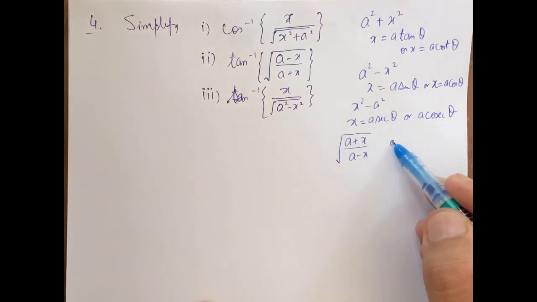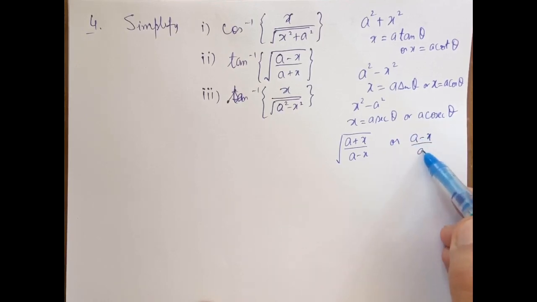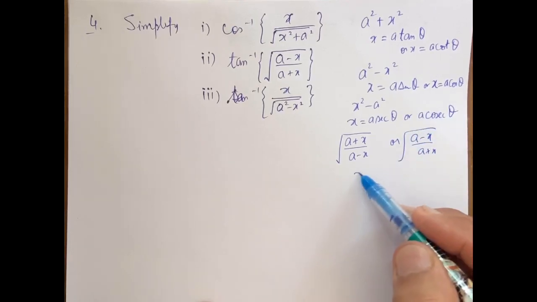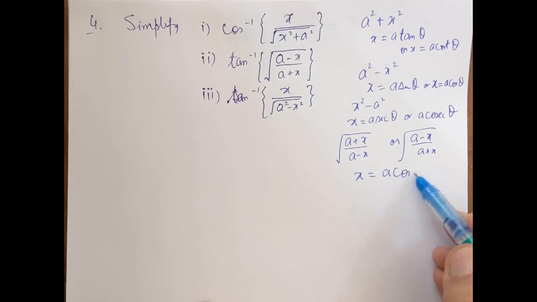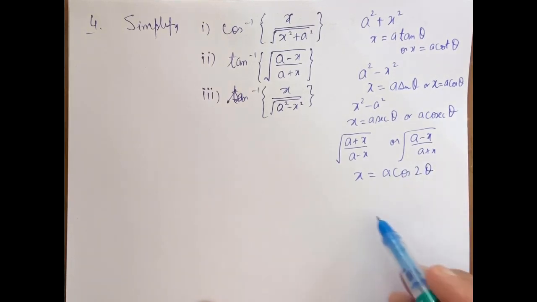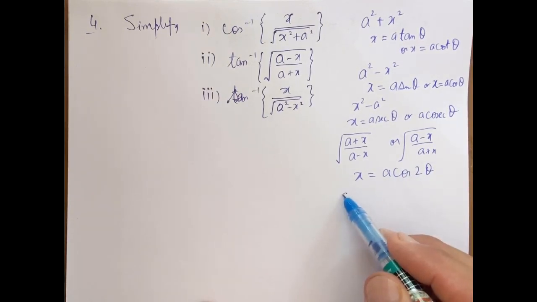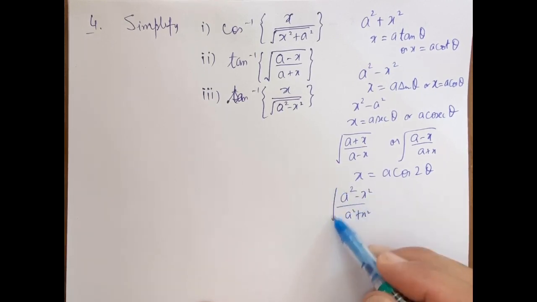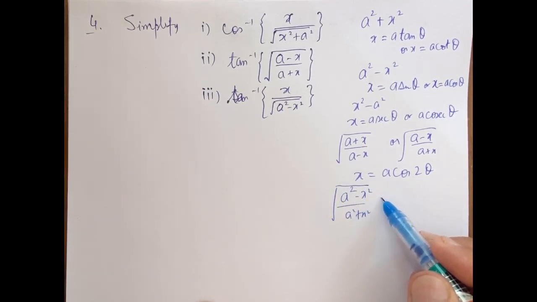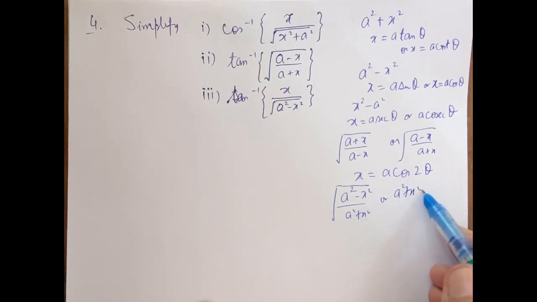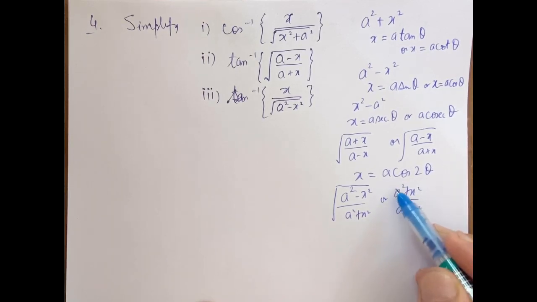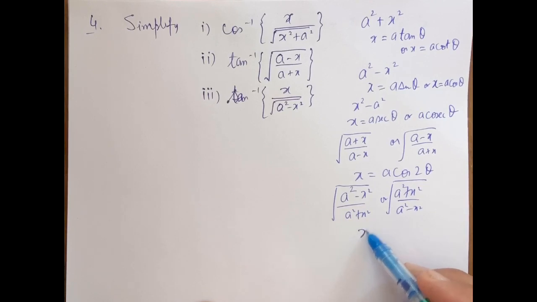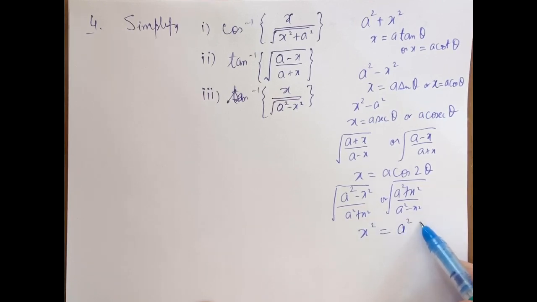So learn these substitutions. Also, if we have expression of the form a plus x upon a minus x under the root or a minus x upon a plus x under root, then x is a cos of 2 theta or a cos of theta. Similarly, if it's a square minus x square upon a square plus x square under the root or its reciprocal, then proper substitution is x square is equal to a square into cos of 2 theta.